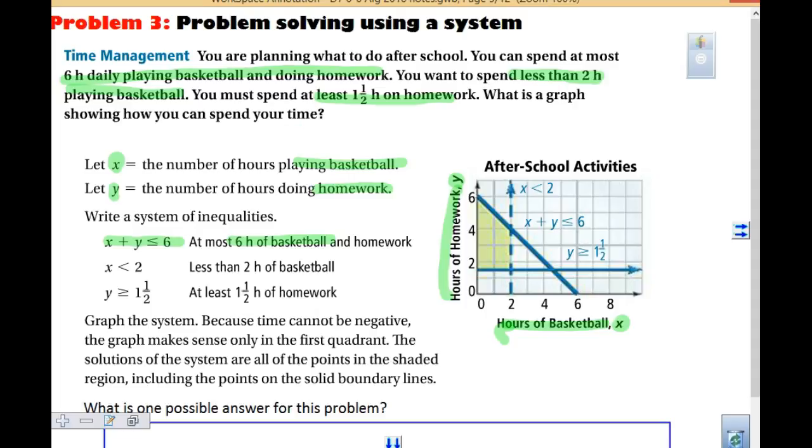You want to spend less than 2 hours playing basketball. Well, maybe you want to spend more, but you're limited. Your parents are going to say no. And you must spend an hour and a half on homework. What is the graph that shows this?